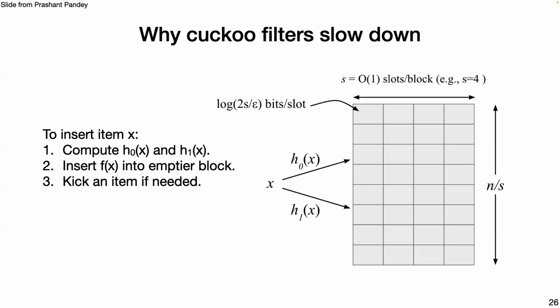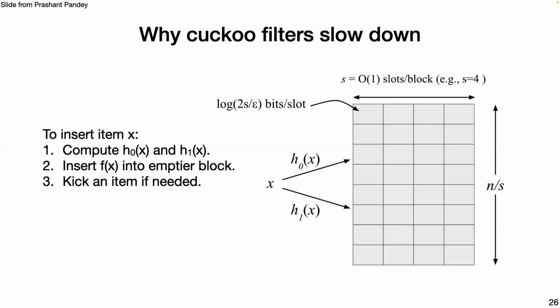This is like the ways in the cache, it's the number of slots per block, and it's usually a constant, like 4. And the way cuckoo filters work is that you compute these two hashes, but you only pick one to actually insert into. You examine them and pick which one is less full, and then you insert the item into the one that's less full. And if both of them are full, then you have to kick an item elsewhere.